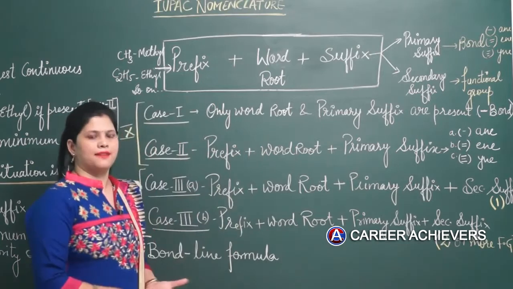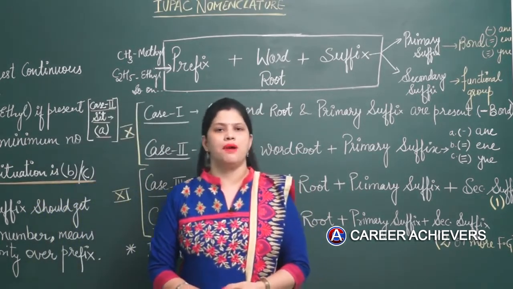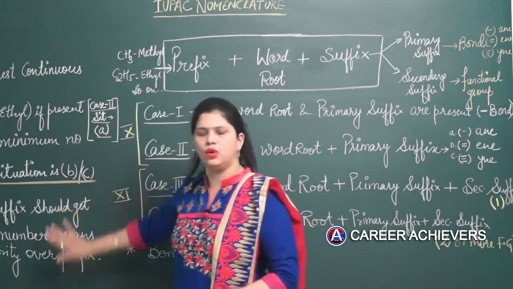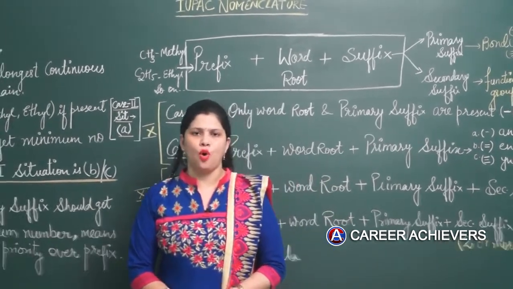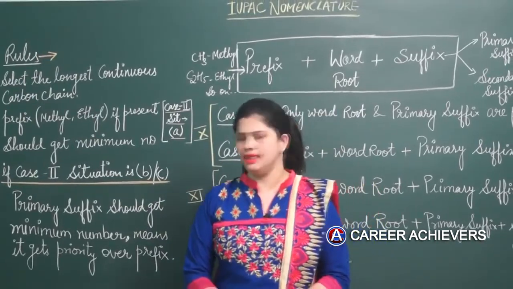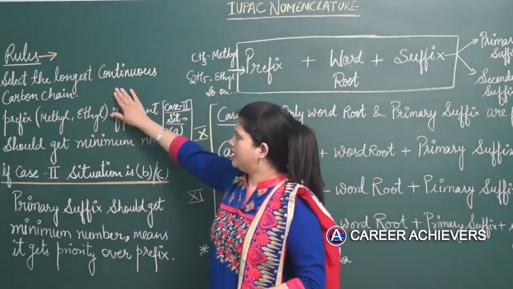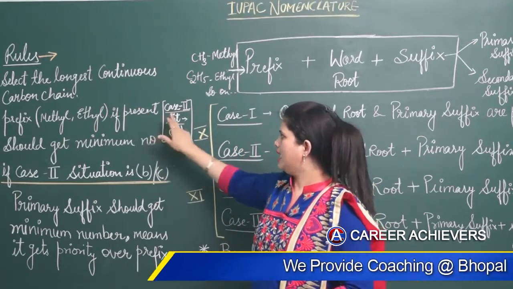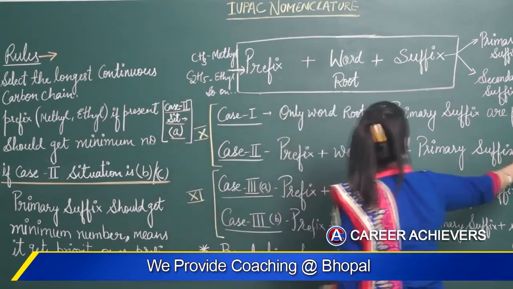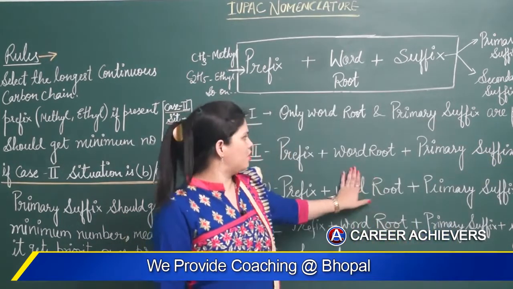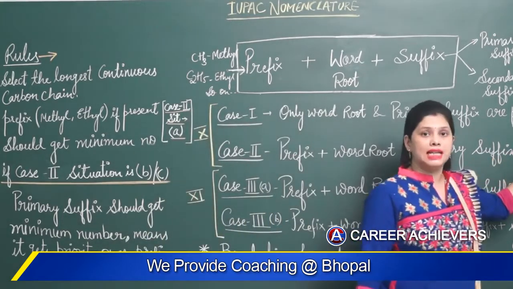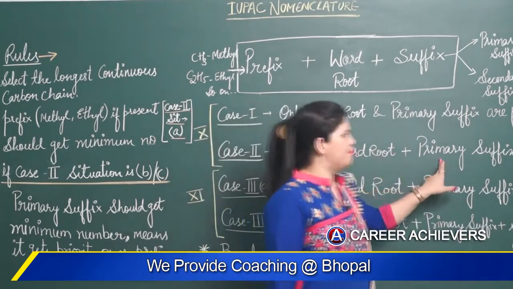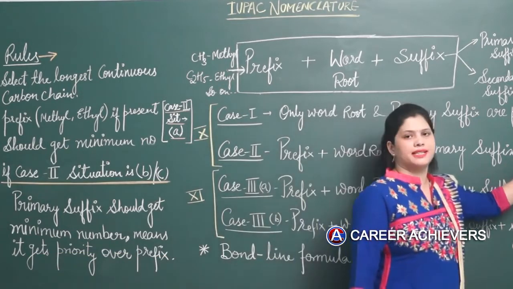So if we do these 2 cases, we finish up with the nomenclature part of class 10th. With these 2 cases, there are only 3 rules you need to remember for solving all the nomenclature given in class 10th. Rule number 1: you have to select the longest continuous carbon chain. Rule number 2: if prefix is there, I am talking about case number 2, condition number 1, it means prefix is there, word root is there and primary suffix is in the form of single bond only. Please understand this, word root having prefix, primary suffix, and essentially the primary suffix is single bond.